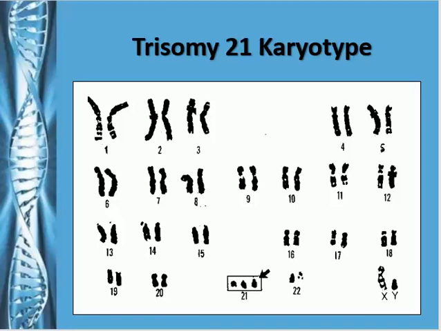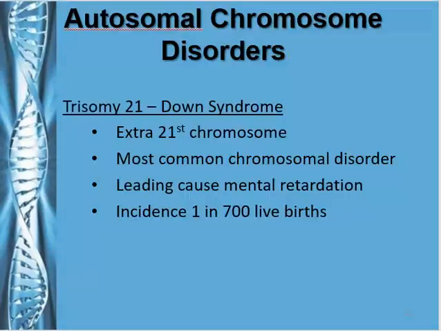So trisomy 21 is Down syndrome. And you'll notice that the 21st chromosome has 3 instead of 2. So it's trisomy in chromosome pair 21. Now, this is a male person with Down syndrome. So they have the extra 21st chromosome. It's a common chromosomal disorder.